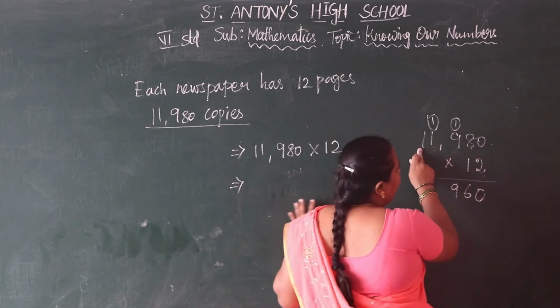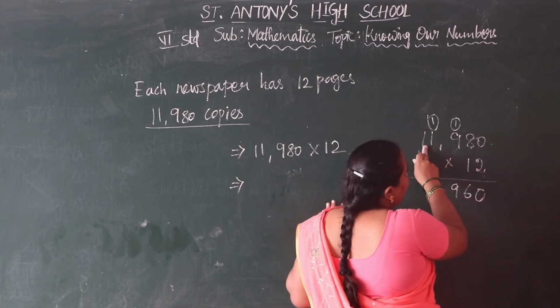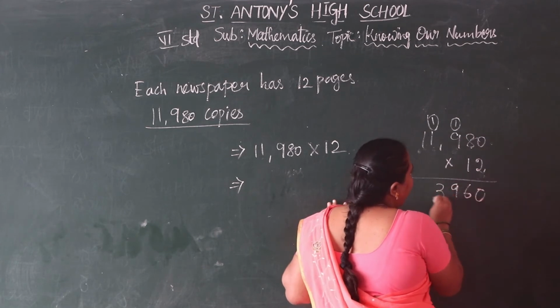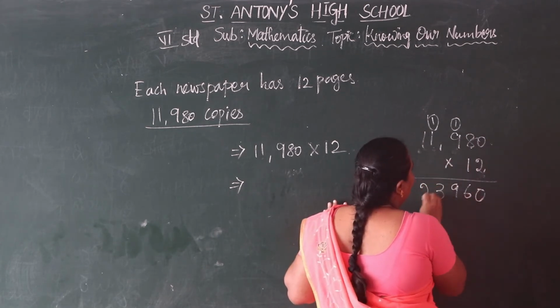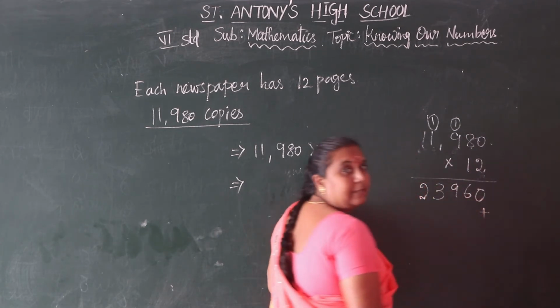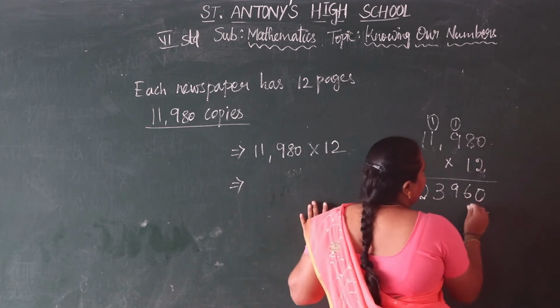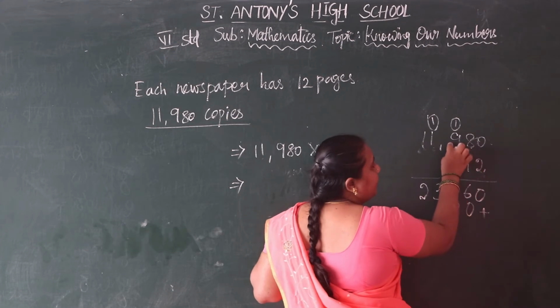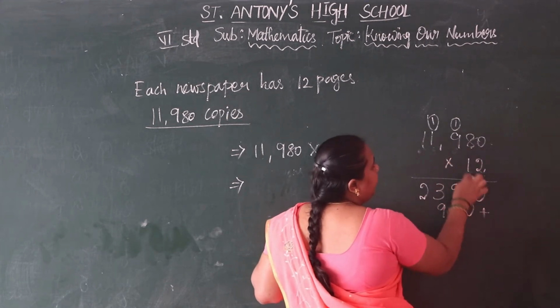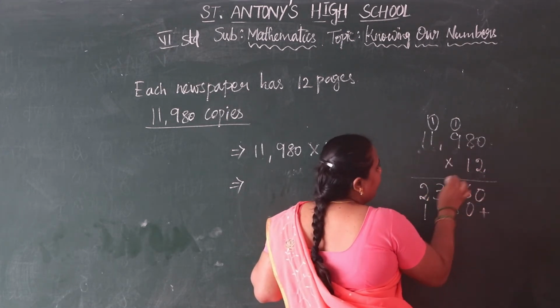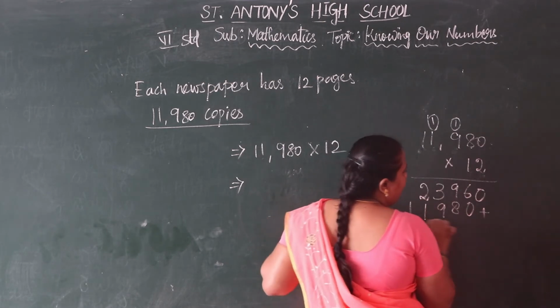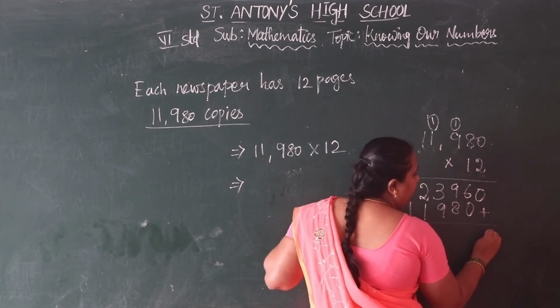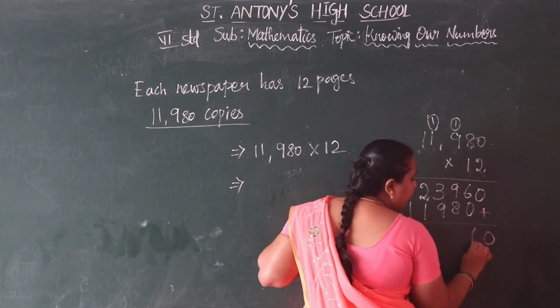So 2 1s are 2. 2 1s are 2. 2 plus 1, 3. And again 2 1s are 2. Okay, so plus again. So 1, 0. 1 into 8, 8. 1 into 9, 9. 1 into 1, 1. 1 into 1, 1. Okay, so here 0. 6 plus 0, 6.